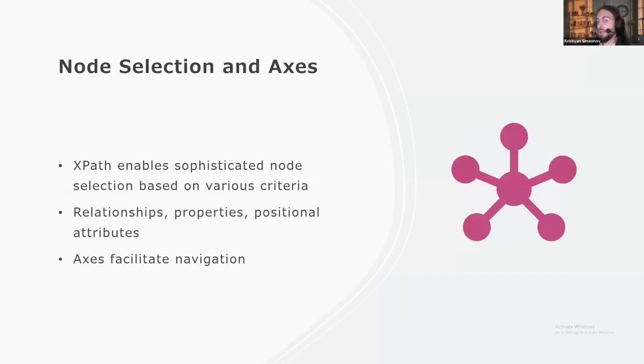Node selection and access. XPath enables sophisticated node selection based on various criteria, including relationships to other nodes, properties such as name or value, and positional attributes within the document. Access serving as directional guides within the document hierarchy facilitate navigation to ancestors, descendants, siblings, and more.